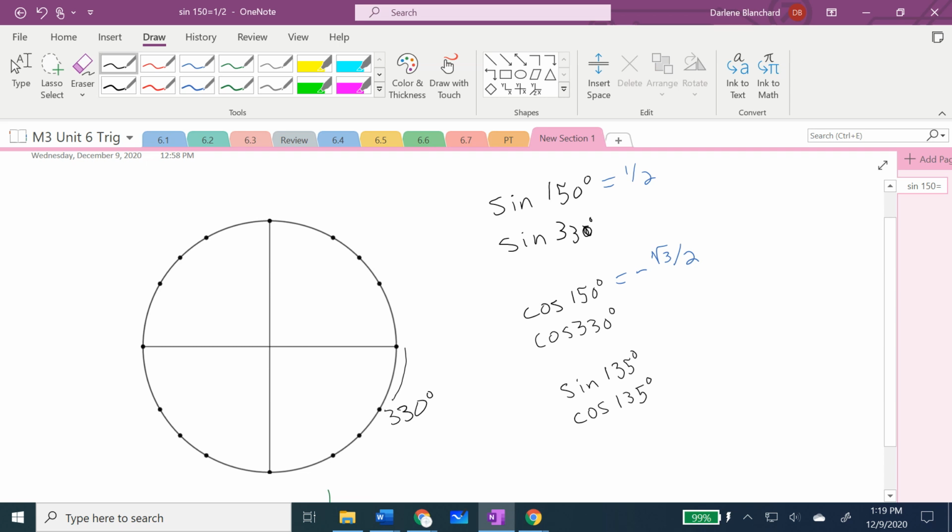For 330 degrees, that is 30 degrees before hitting 360. And if I want to know the sign that I'm looking at, what is the y coordinate? It is the first one down, negative 1/2. Cosine is the last positive x out from the origin while you're inside the circle. So you're getting √3/2.